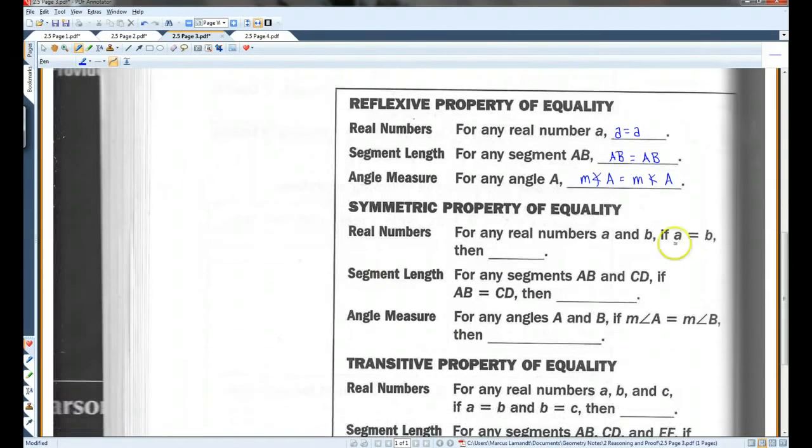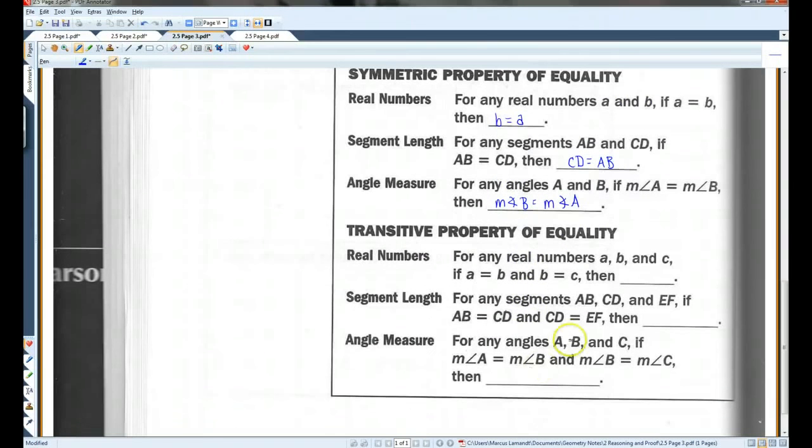Now, for the symmetric property, this says if a equals b, then b equals a. Likewise, if AB equals CD, then CD equals AB. And if the measure of angle A equals the measure of angle B, then the measure of angle B equals the measure of angle A.